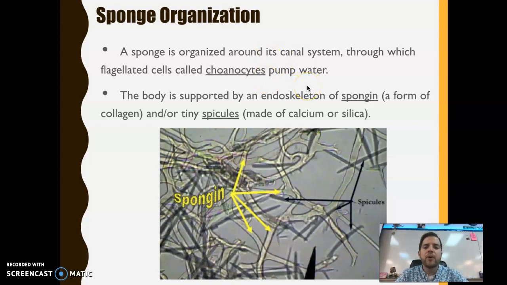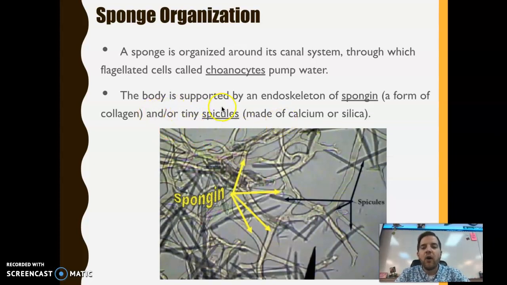And the body is supported with an endoskeleton of spongin, which is a type of collagen. Collagen is the substance in our face that allows us to do things like this. And then when we let go, it goes back to normal. So collagen is kind of that elastic fiber. We have a lot of collagen. Spongin is very similar to collagen, so it's a very similar purpose for them.